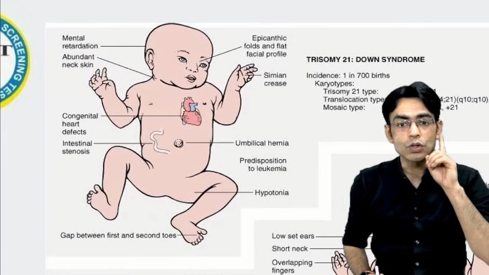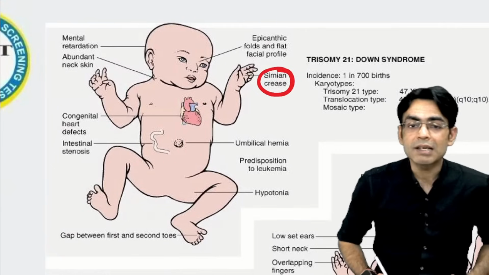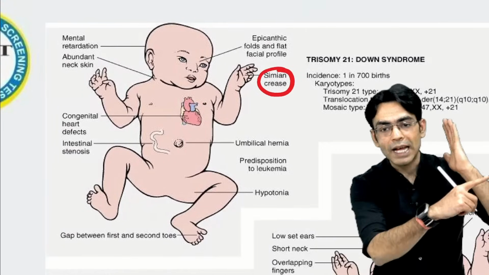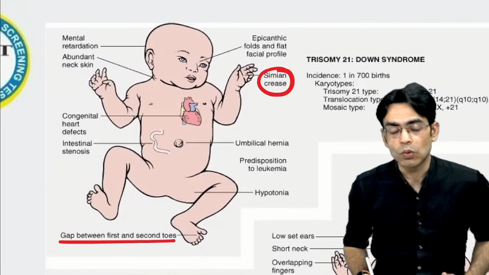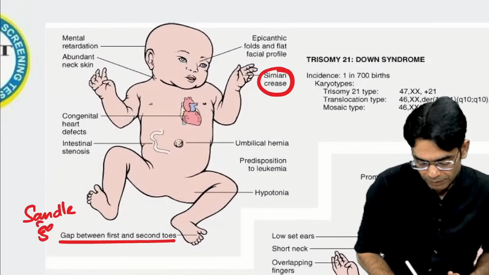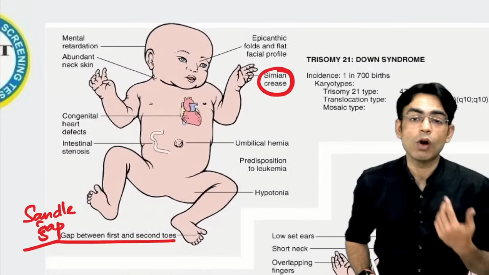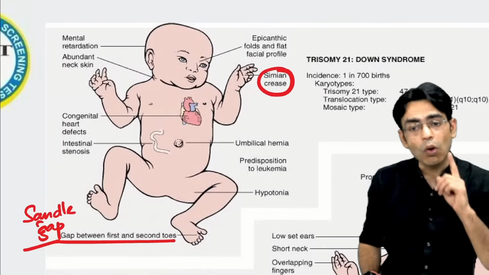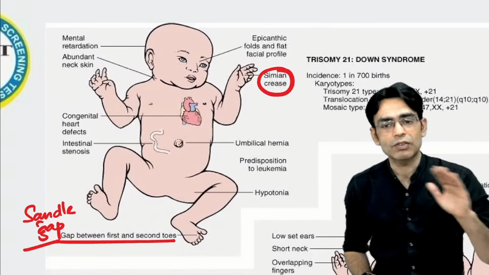And you have to remember about, we have discussed this in the classes also, simian crease, a single line in the hand, and we have discussed that there will be gap between the first and second toe. इसको क्या बोलते हैं बेटा? Sandal gap. This is called as sandal gap. Mitral valve prolapse is a very common cardiac anomaly seen with Down syndrome. All the patients of Down syndrome more than age of 40 years suffers from Alzheimer's disease.